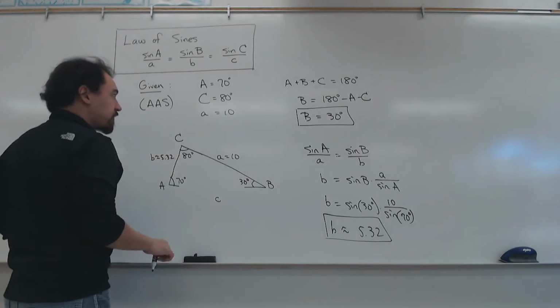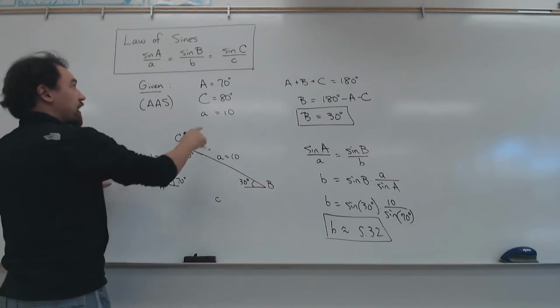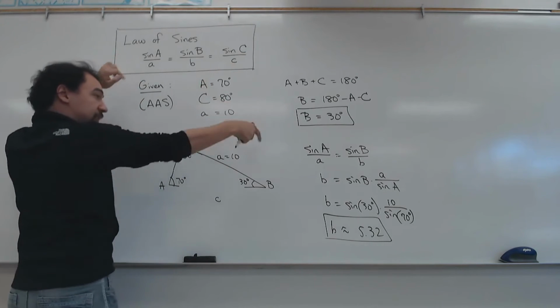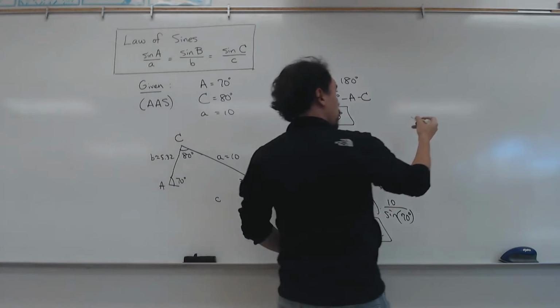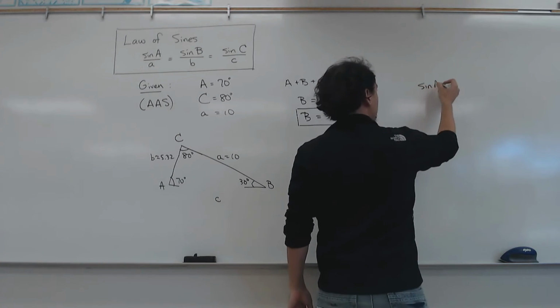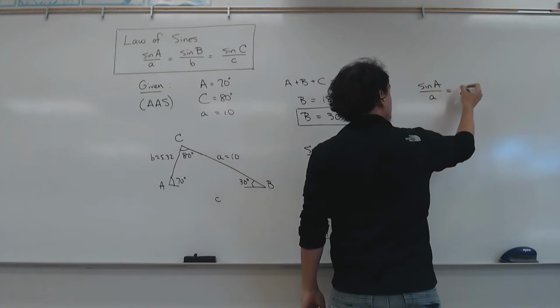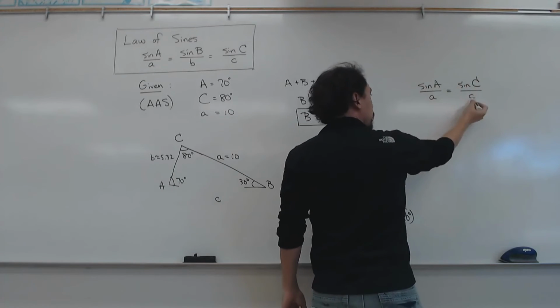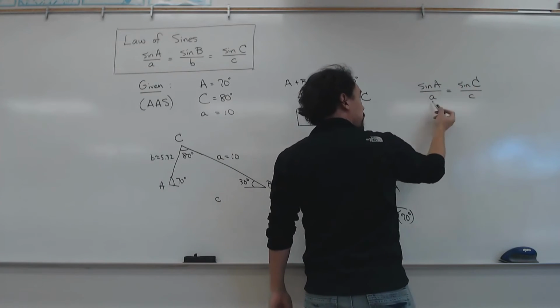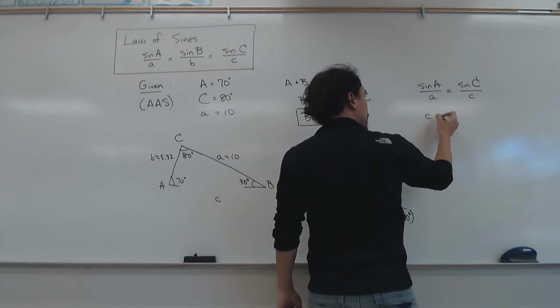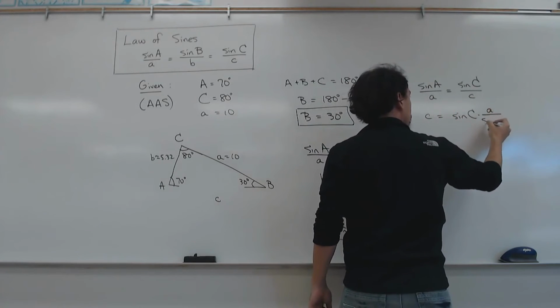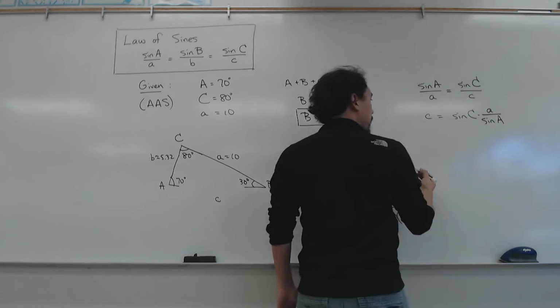Now, to get the final side c, we can recognize that we have angle C and we have this ratio, so we can find the side c by the same mechanism. We'll go sine of angle A over lowercase a is equal to sine of angle C over lowercase c, and then we'll multiply c to the other side, multiply the reciprocal of this to the other side, and say c is equal to sine of capital C times lowercase a over sine of capital A.